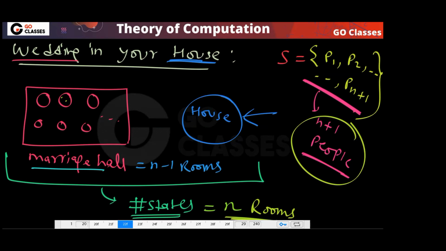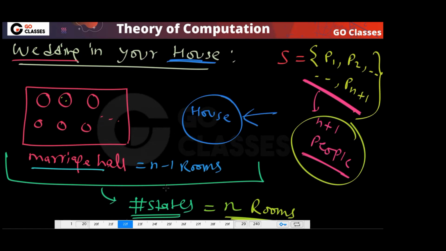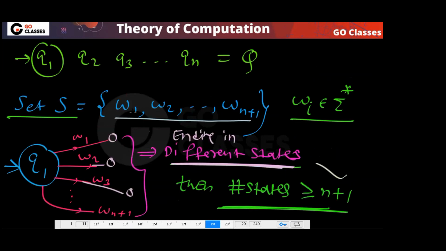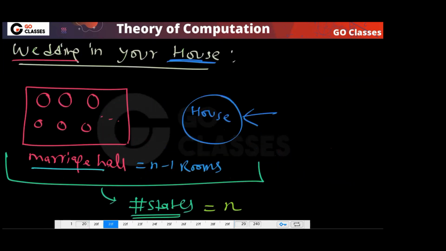This is a very important point. At least 2 people must go to the same room from the initial state. Please understand this point, it is very, very important. If you have any state and you take any set of at least n plus 1 strings, then at least 2 strings will end in the same state.